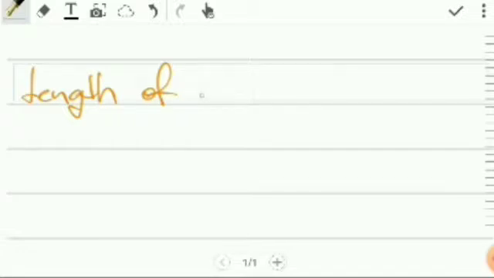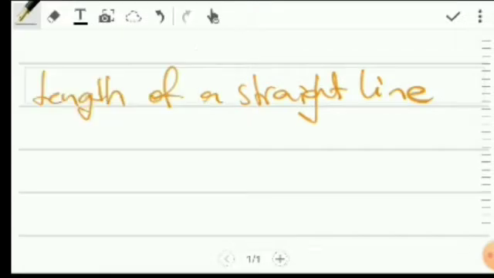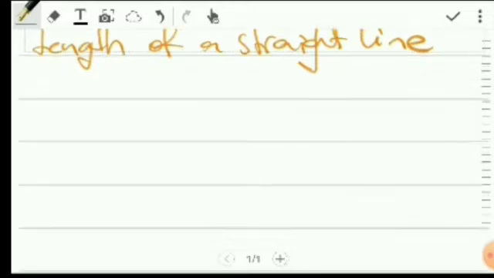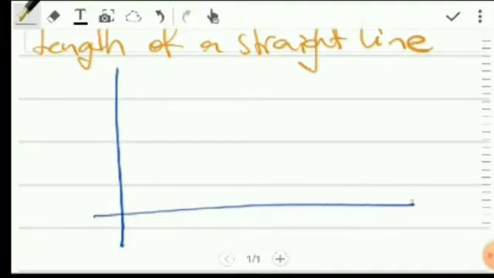Of a straight line. What we want to look at is the idea behind the length of a straight line. So let us say this is my y-axis and this is my x-axis. So that's my y-axis there, that's my x-axis here.